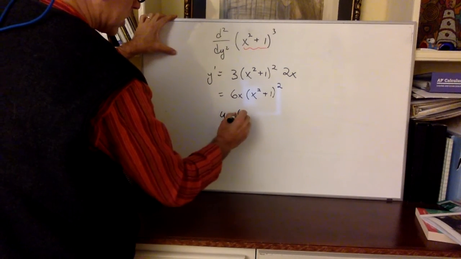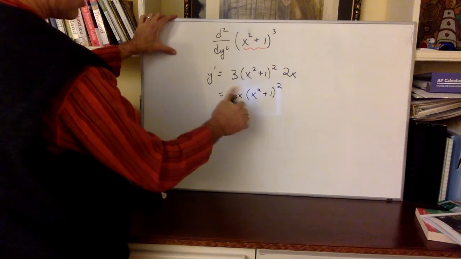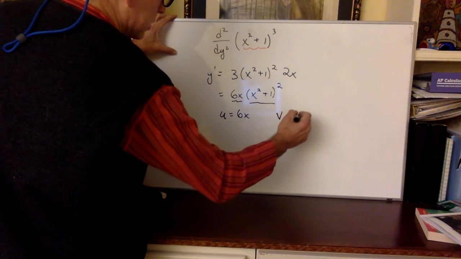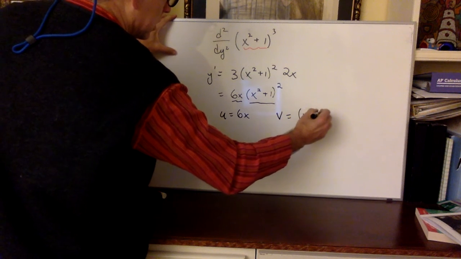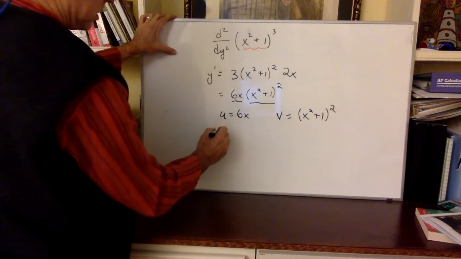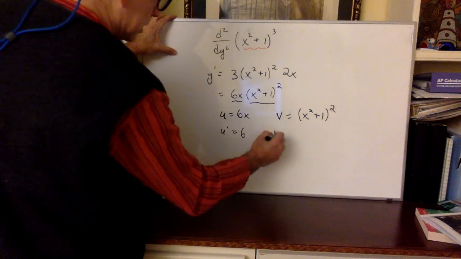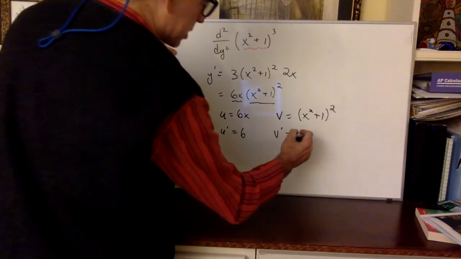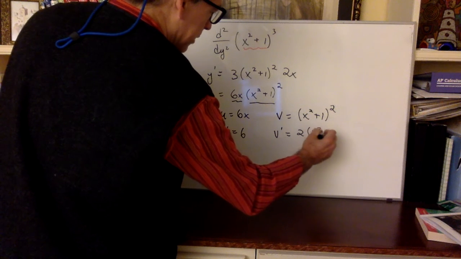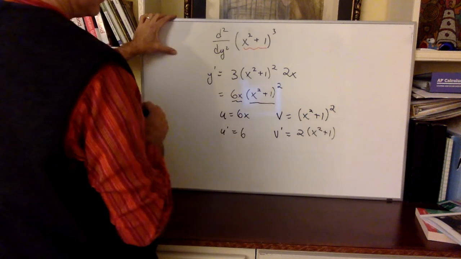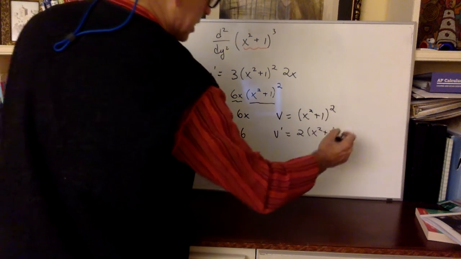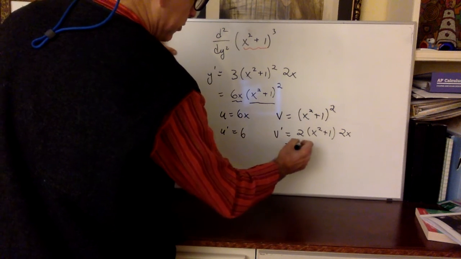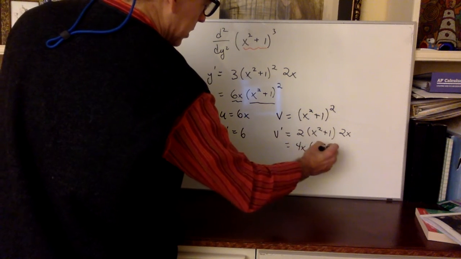But if you see it, it's not wrong. So u equals 6x. Oh, and do you see it's a product rule because you have one function times another? And then v equals (x squared plus 1) squared. U prime equals 6. V prime, chain rule again. I've got blob squared, so it's going to be 2 blob to the first power times the derivative of the inside. And then if I clean that up a little bit, that's just going to be 4x times x squared plus 1.